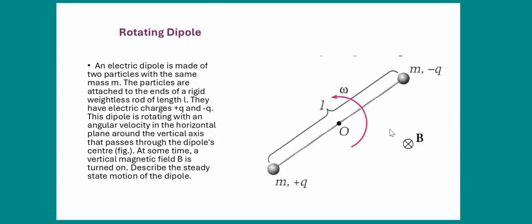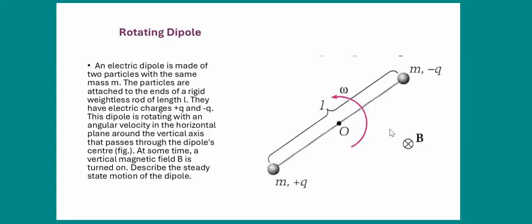They have electric charges plus q and minus q. This dipole is rotating with an angular velocity omega, provided in the picture. So, angular velocity in the horizontal plane around the vertical axis that passes through the dipole center O is as in figure. At some time, a vertical magnetic field B is turned on.